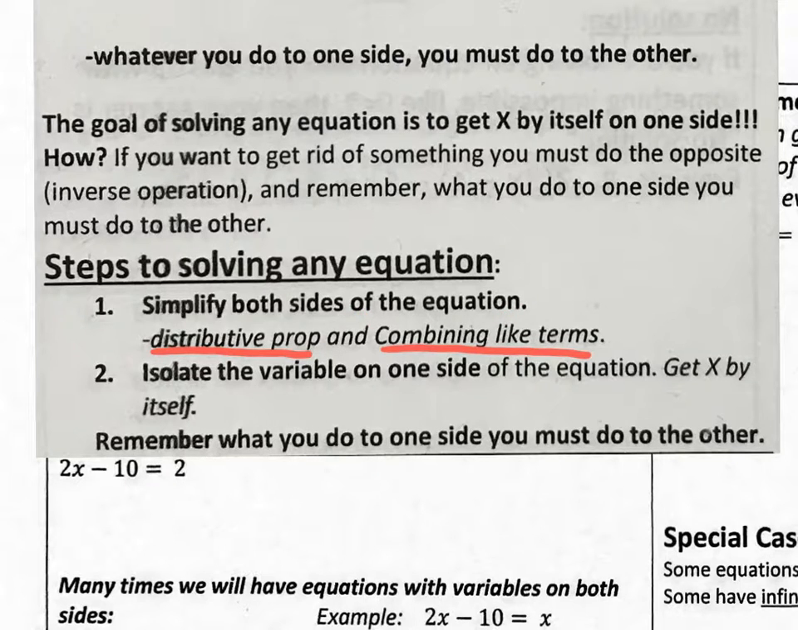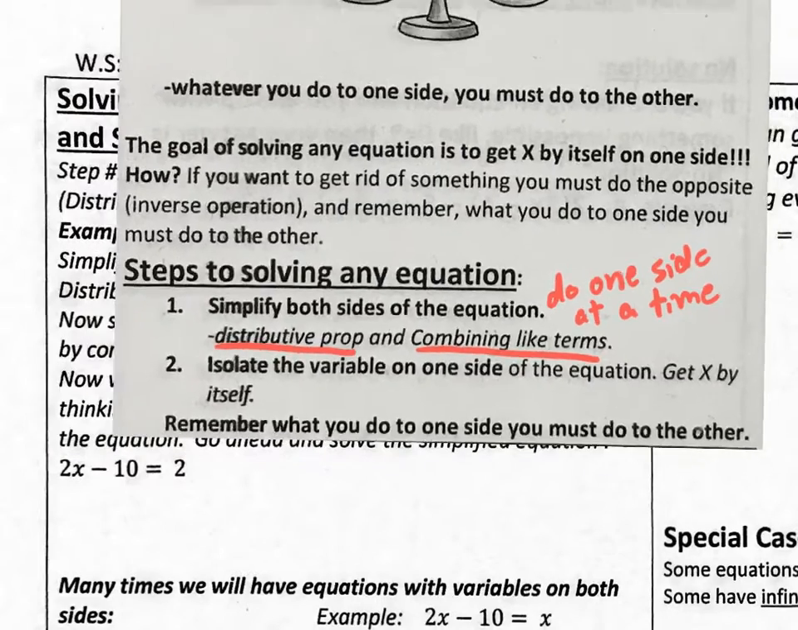And you know what? You should also say, do one side at a time. You want to do one side at a time. And what do I mean by simplify? It's distributive property and combining like terms. So do one side at a time.